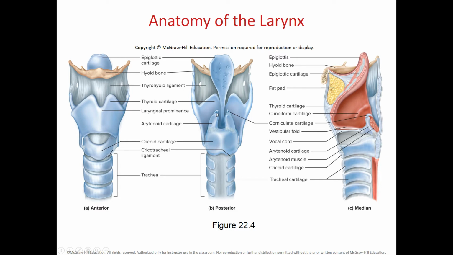And then in the posterior view, you can see minor cartilages like these that are called the corniculate. Also you can see in the lateral view the posterior part of the cricoid cartilage and of the thyroid cartilage. And in the mid-sagittal view, you can see this cartilage that is called the cuneiform cartilage. And then the arytenoid cartilage, which is this one, and then the cricoid in here. And then below the larynx, we have the trachea.